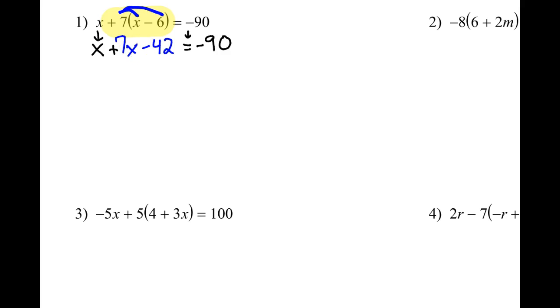Alright, next we have the variables. So we have 1x plus 7x, which is 8x. Bring everything else down. Like I said, this is pretty much the same. We have minus 42.